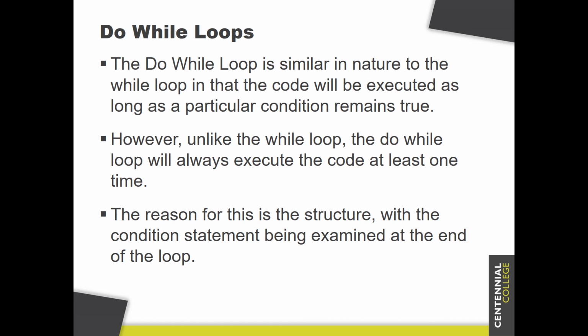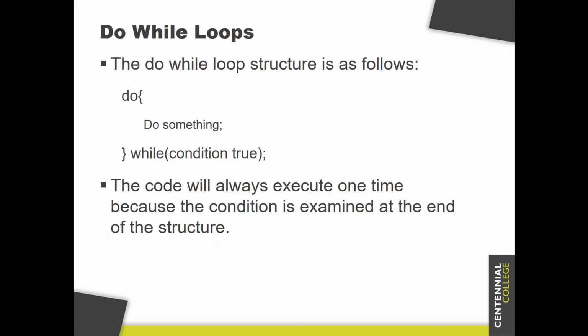So the code is always run at least once. The condition is checked after the code is run for the first time, and then each iteration through the code, it will check upon the completion of the code. All right, so it's always going to run the code at least one time. This is the structure of the DoWhile loop. Do something, and then while the condition is true.